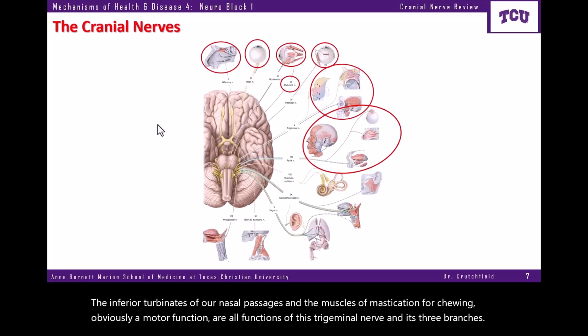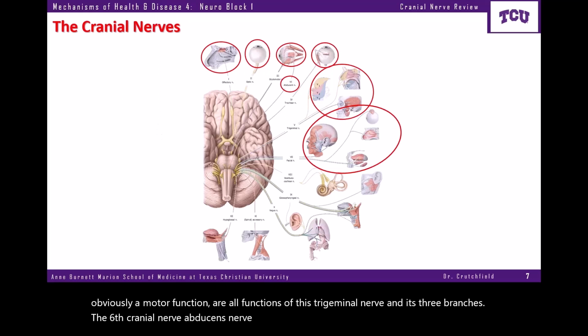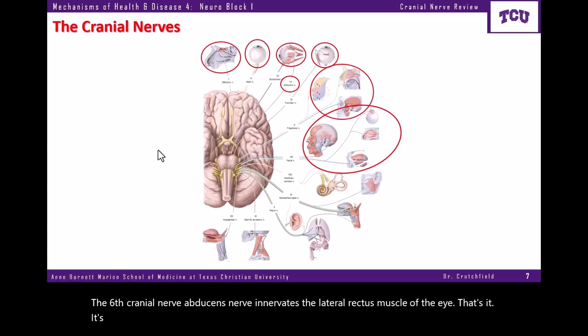The sixth cranial nerve, the abducens nerve, innervates the lateral rectus muscle of the eye. That's it. It's a motor nerve to that muscle only.